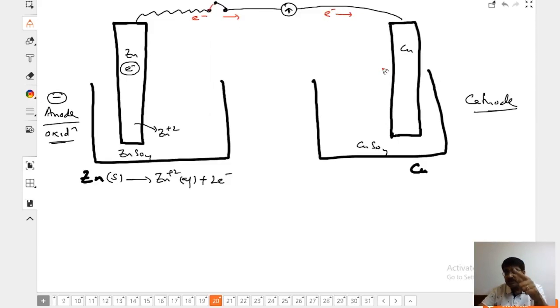These are going to be the questions of your syllabus. Draw a well-labeled diagram for a galvanic cell. So this can be a question. Or he can ask, do electrons flow from anode to cathode or cathode to anode in the external circuit? This type of question can be asked.